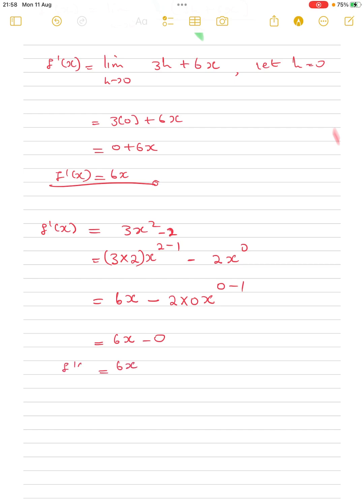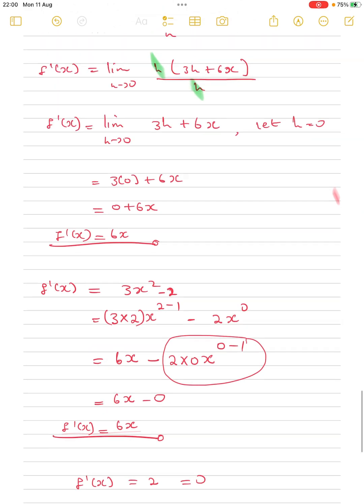That is why whenever we talk of f prime of x of a constant, it is equal to 0. When you apply the rules of differentiation, you find out that any multiple of 0 is 0.